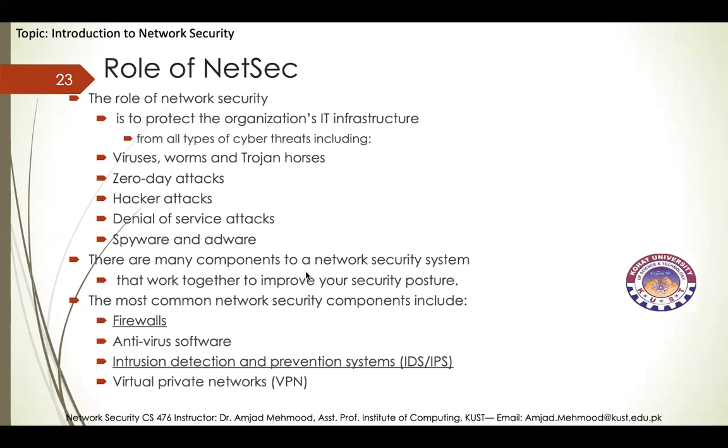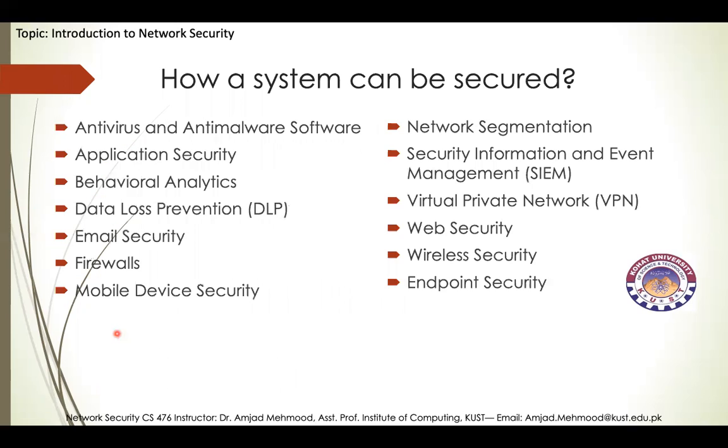There are many components of a network security system that work together to improve your security posture. The most common network security components include firewalls, antivirus software, intrusion detection and prevention systems, and virtual private networks. There are some other components which we use to make our network secure, so that we can stop unauthorized users from exploiting the network against authorized users.